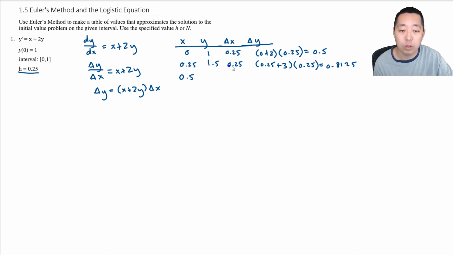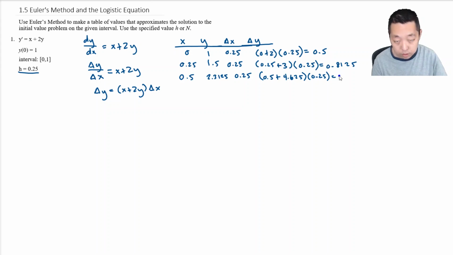Okay. Delta x, we're going to add again, 0.25, to get to the next x value, 0.5. My y is going to be 1.5 plus 0.8125, because this is my delta y, my change in y. This is 2.3125. Delta x is still 0.25. To find delta y, it's 0.5 plus 2 times y; 2 times this is 4.625. And my delta x is still 0.25. Using my calculator, I get 1.28125. Okay, sorry, it's blocking out a little bit there.